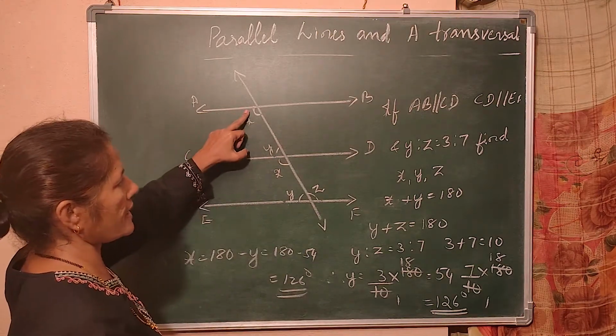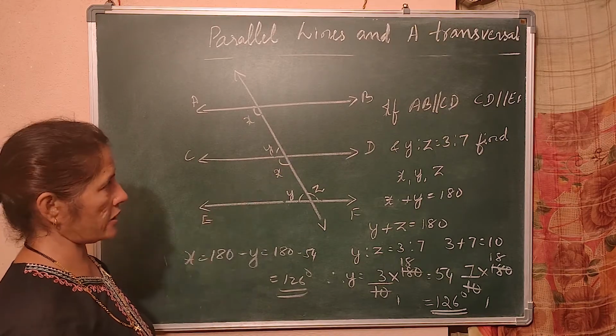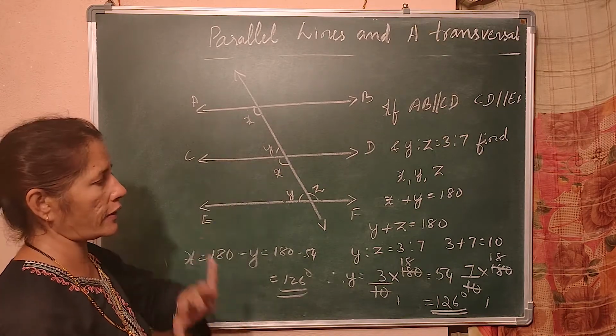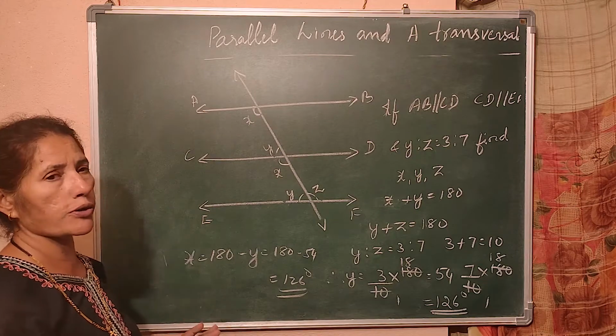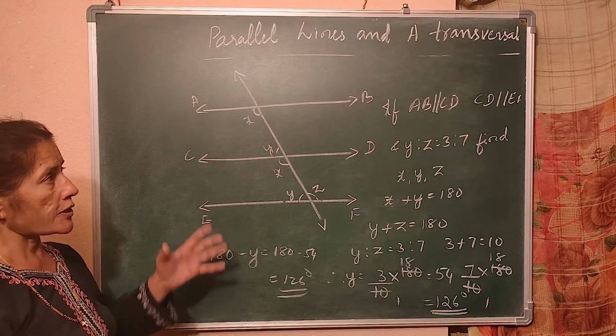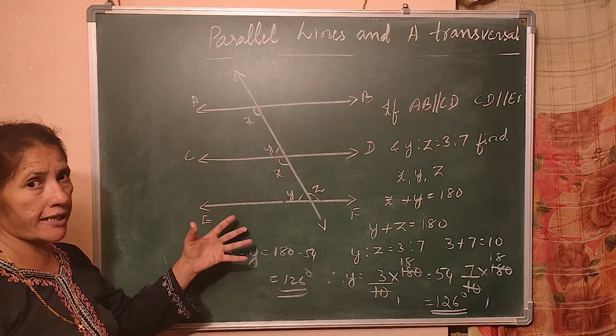See, when this is equal to this, they are corresponding angles, so that is also 126. Like this, if you go also, you get 126. So, I hope you understood all these problems.